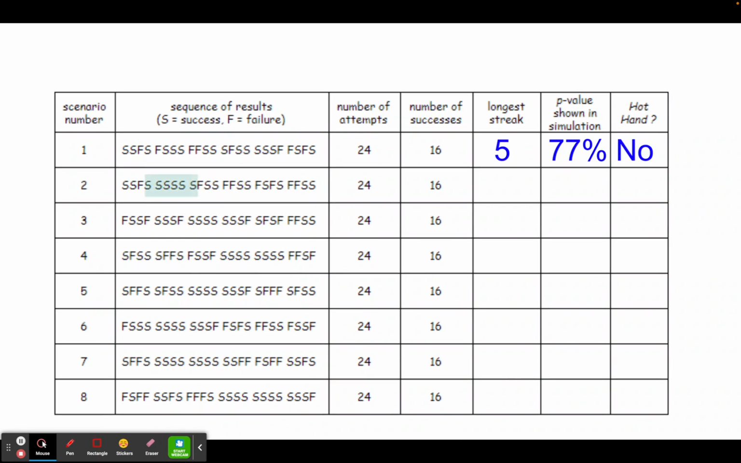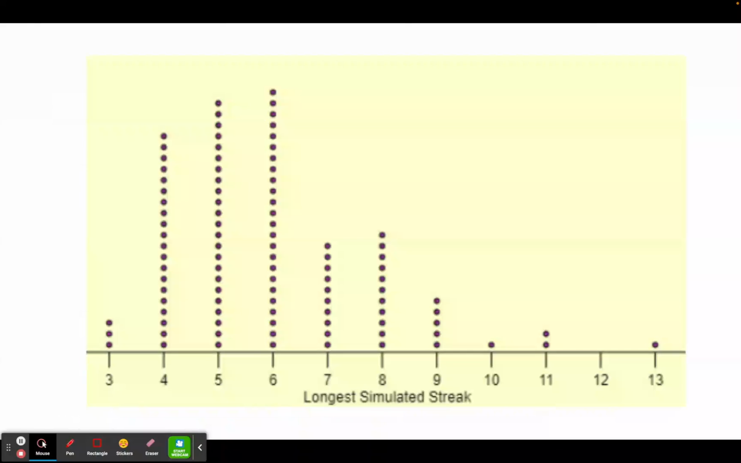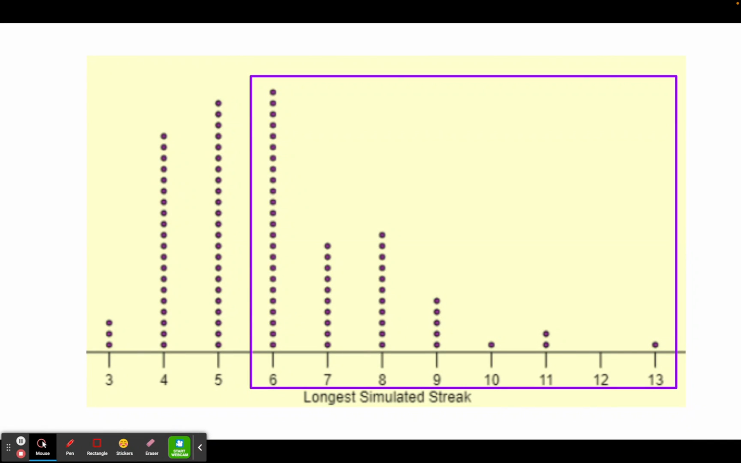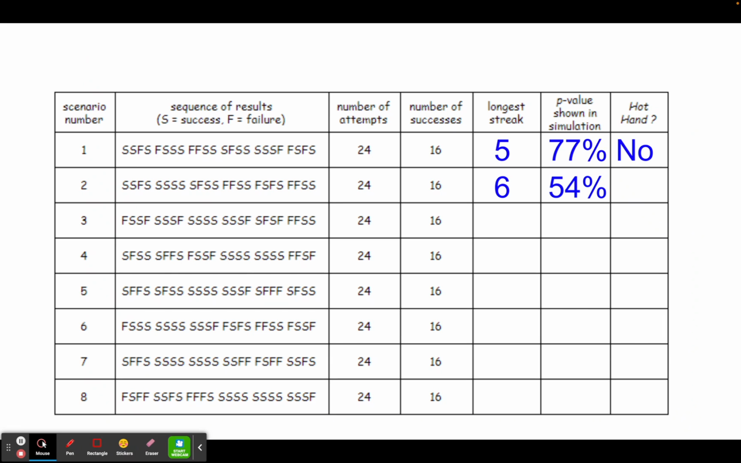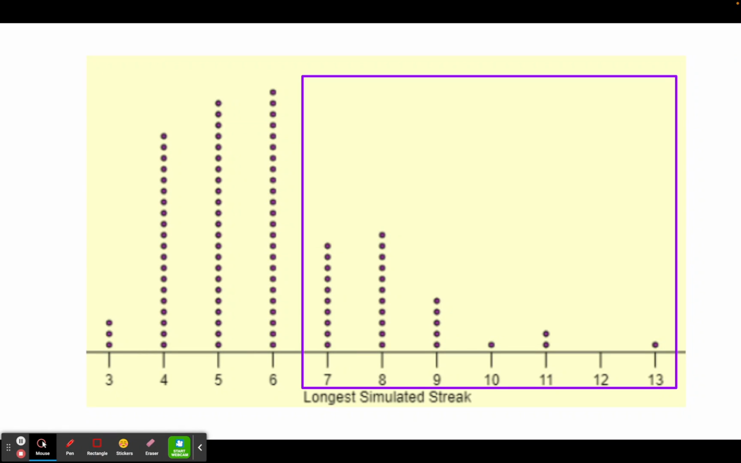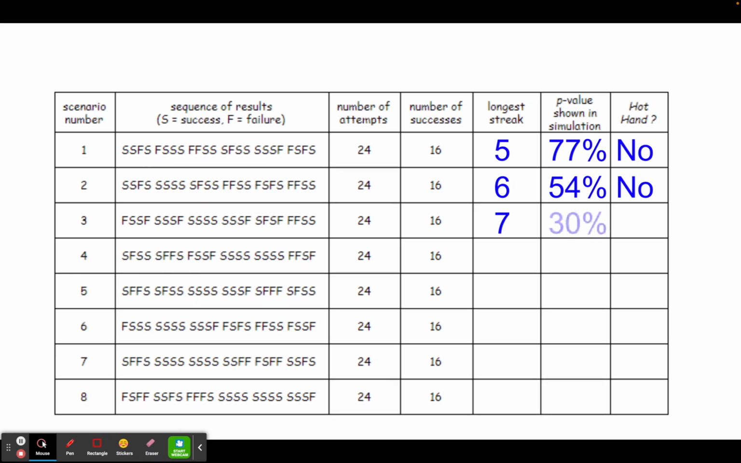In scenario number 2, our longest streak occurs toward the beginning of the season, and here they have 6 successes in a row. Again, we go back to the dot plot. This time we're going to count the number of dots that are at 6 or above. In this case, we had 54 dots out of 100, still too short of a streak and too large of a p-value to say that the team has the hot hand. In scenario number 3, their longest streak is 7 in a row. In the dot plot, if we count up all the dots that are at 7 and above, we have 30 dots this time. 30% is still too large of a p-value to reject the null hypothesis, so we would say no, they do not have the hot hand.